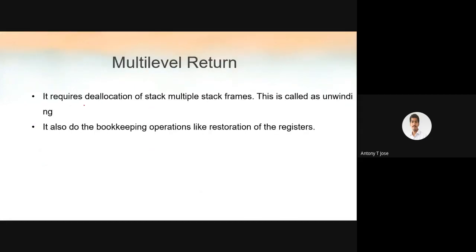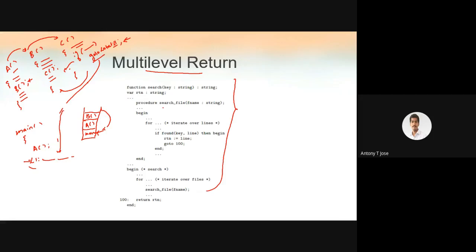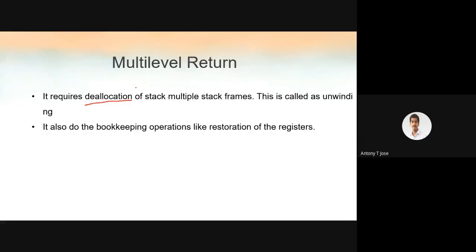So it requires the deallocation of multiple stack frames. Whatever the stack frame of B is and whatever the stack frame of A is, it will be deallocated, and the main function, whatever its current scenario is, will be loaded to memory. So a multiple level return requires deallocation of multiple stack frames, and this process is called unwinding.